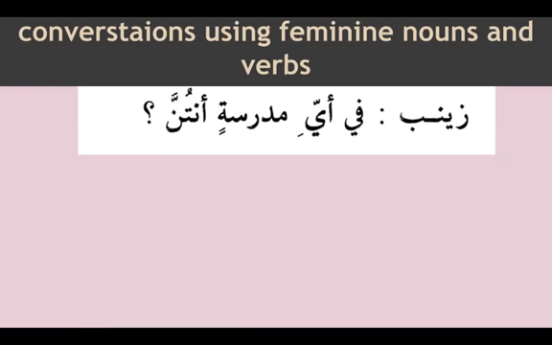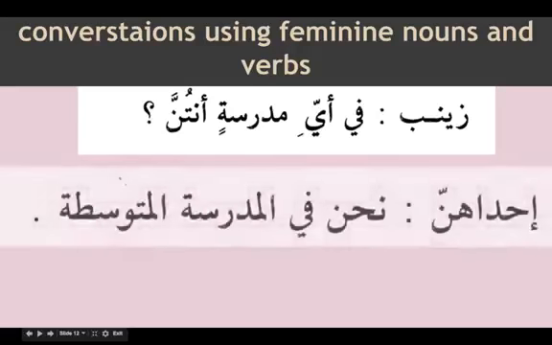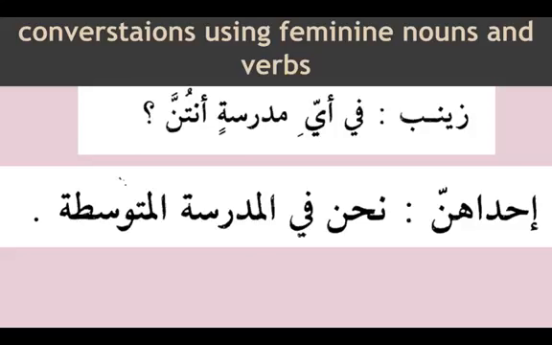Zainab: fi ayyi madrasatin antunna. So ayyi, we did in the last session, means which, and what comes after ayyi is always mudaf ilayhi. This ayyu always comes as a mudaf. Fi ayyi madrasatin, in which madrasa are you? So ihdahunna one says nahnu. Again, antunna, so we'll say nahnu. If it is anta, we say ana. It's antunna, nahnu. Nahnu fil madrasatil mutawassitati. So al mutawassitati is naat. So we translate it as middle. We are in middle school.